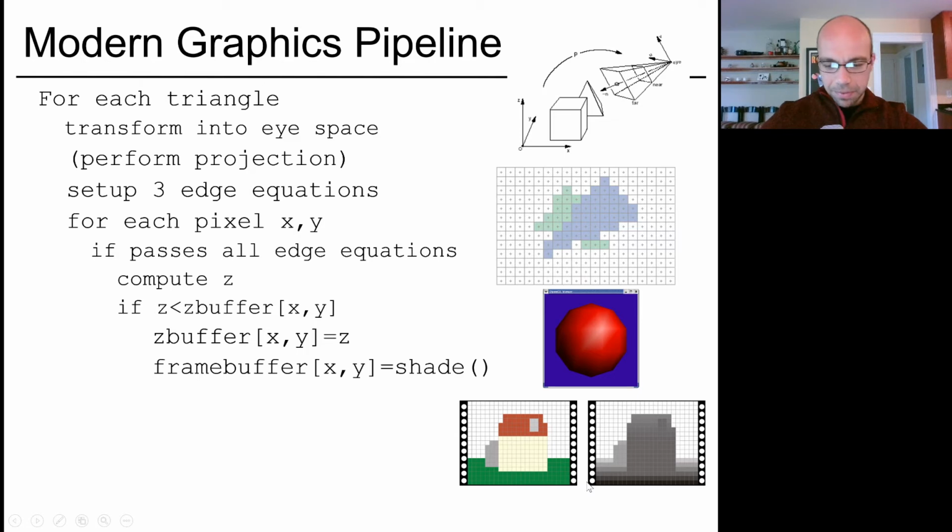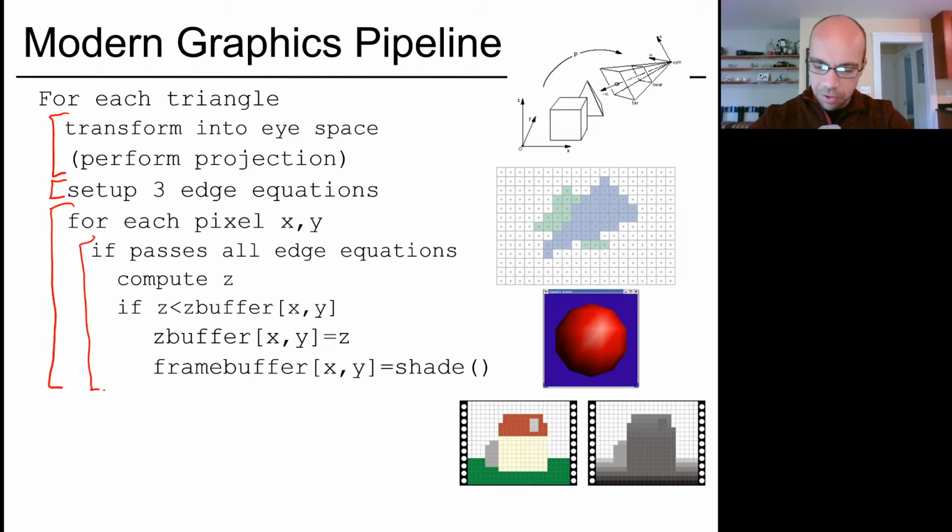Okay, so here are the basic steps that we've outlined in the previous slide, now written as pseudocode. So you can see that we take each triangle, we project them onto the computer screen so that they have two-dimensional coordinates. We set up the edge equations, and now we iterate over all the pixels to figure out which ones are inside of the triangle. If they're inside of the triangle, we figure out the depth where it hits, and if it's closer, then we store the value.